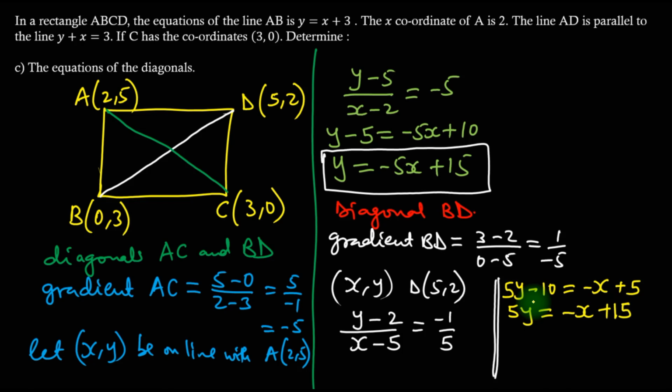We can actually write it in the form y is equal to mx plus a constant. That will be y is equal to minus x over 5 plus 3. And that is the equation of the diagonal BD. So that's how we get the equation of the diagonals.